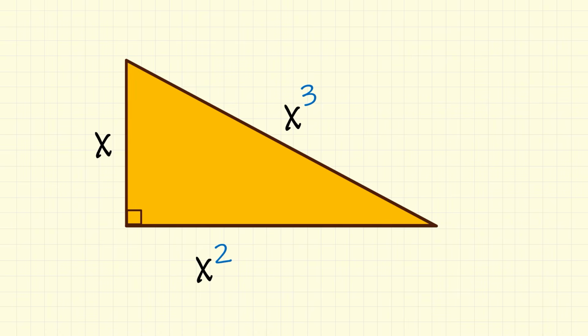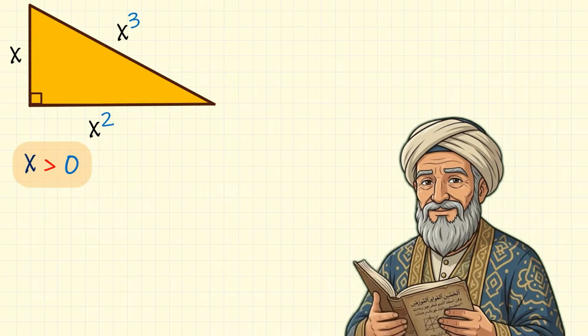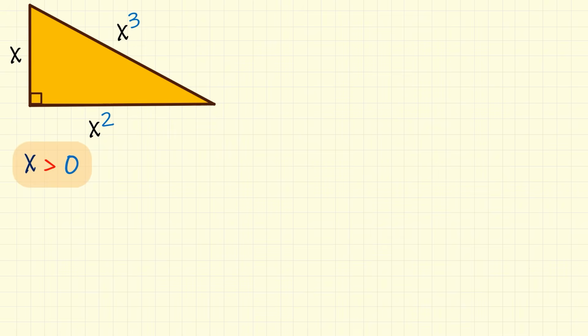Before we begin, notice an important geometric rule. Because x represents a real physical length of a triangle, x must be strictly greater than 0. Keeping this domain restriction in mind will help us evaluate our algebraic steps later.